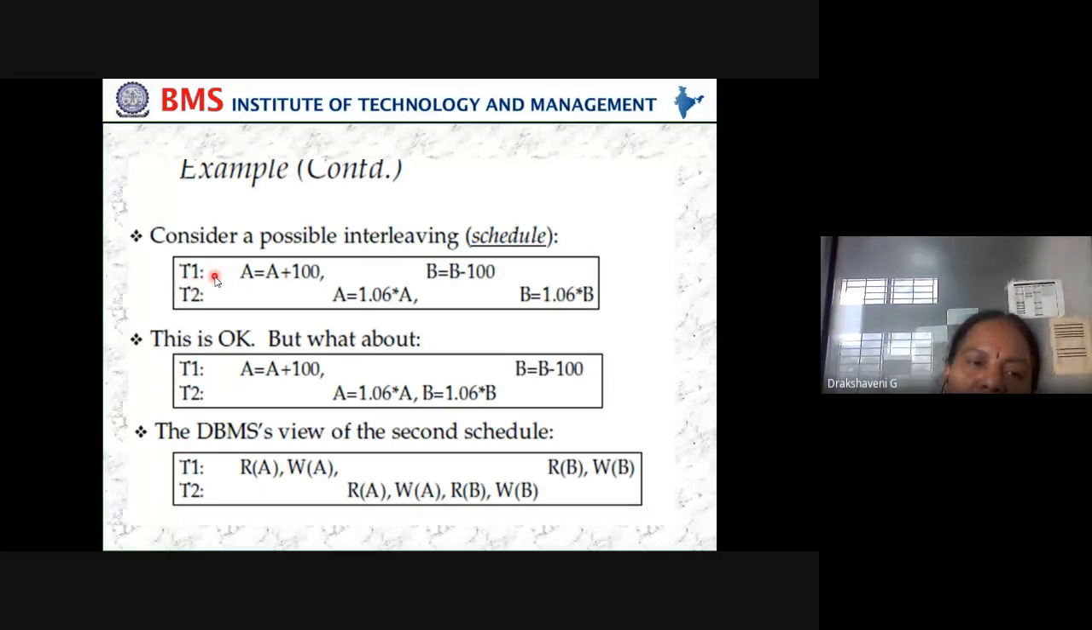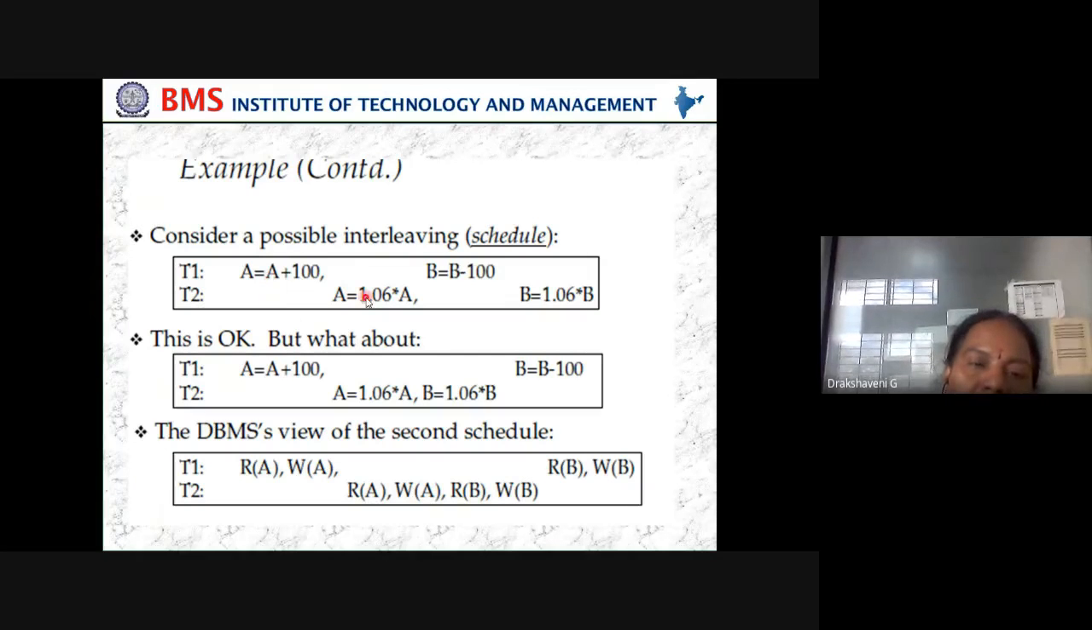Now the two transactions we have seen: withdraw 100 rupees from B and deposit to A, and add 6% to both accounts A and B. Here in the first part, 100 rupees is first deposited to A, then 6% is added to A, then it is withdrawn from B, and again 6% is added to B. This is okay, but what if we do something like this? If I change the order, that is what we were discussing, the order of the transactions.